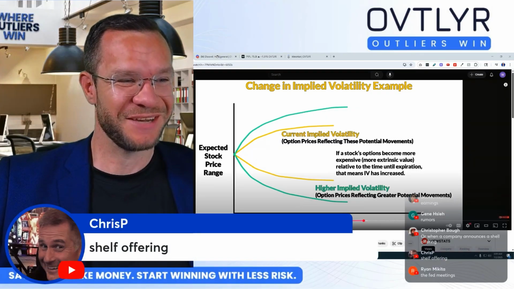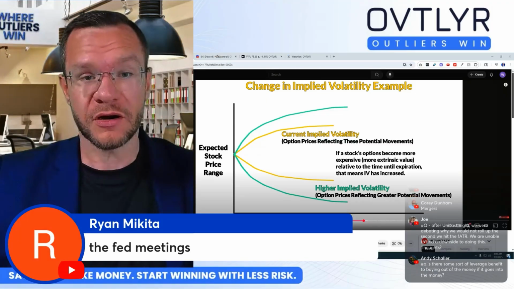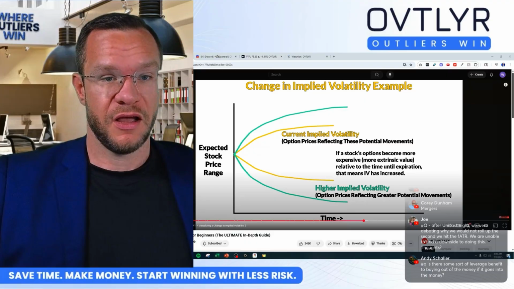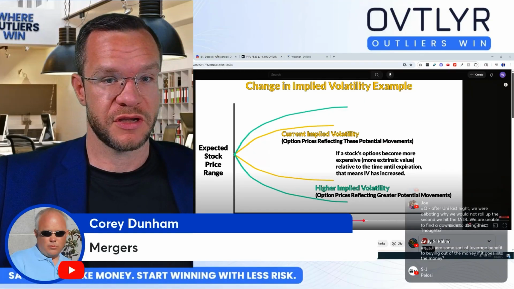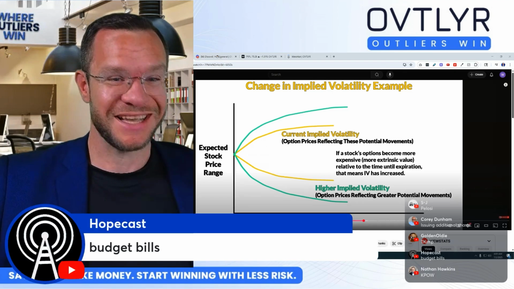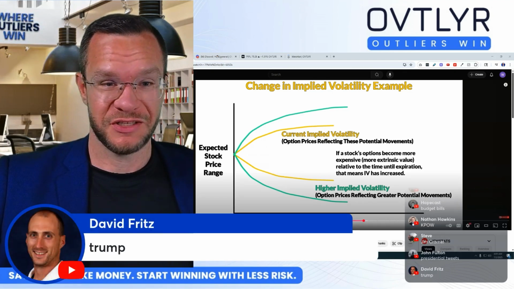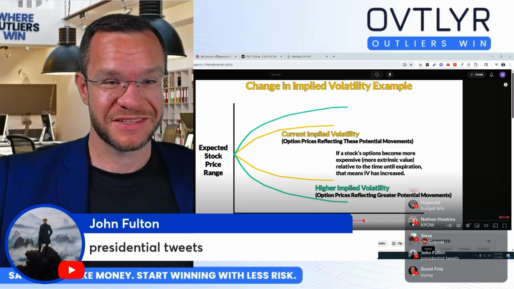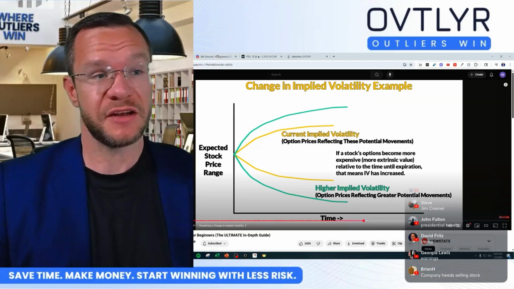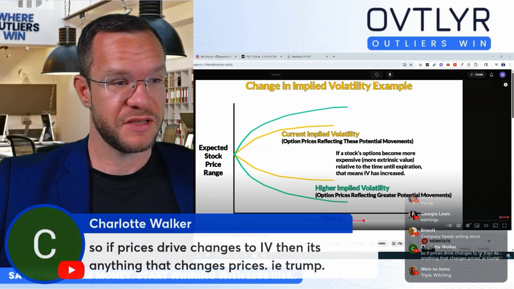Shelf offerings, yep, like we dealt with yesterday. Fed meetings, that's a really good one, Ryan. There's plenty of things. Splits could cause that. Corey says mergers could cause that. There's a million different things. Pelosi could cause that. Budget bills could cause that. Trump sitting on the toilet, right? Jim Cramer, presidential tweets, all that kind of stuff could cause implied volatility to expand because that's added uncertainty. Company heads selling stock, like Brian says.